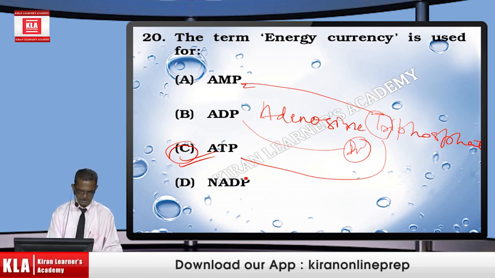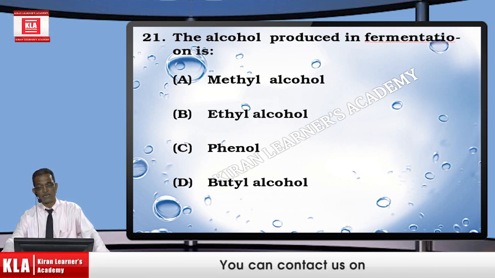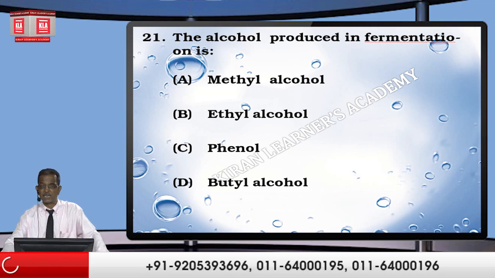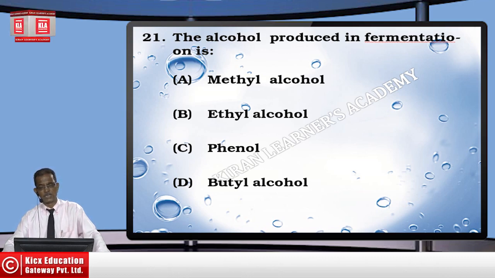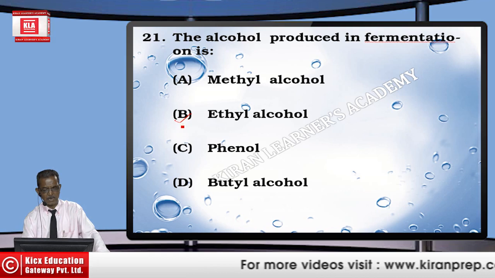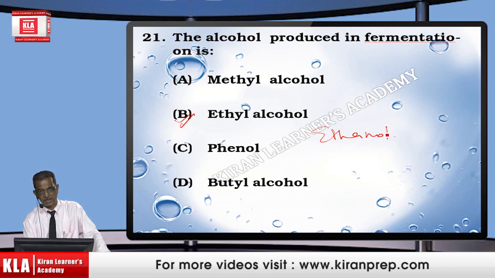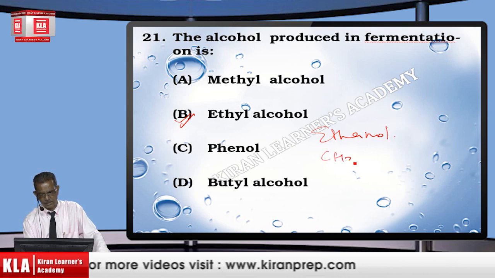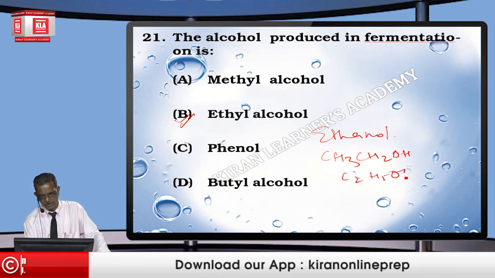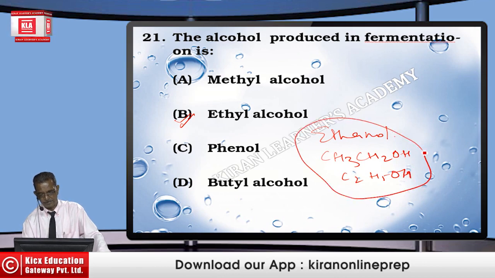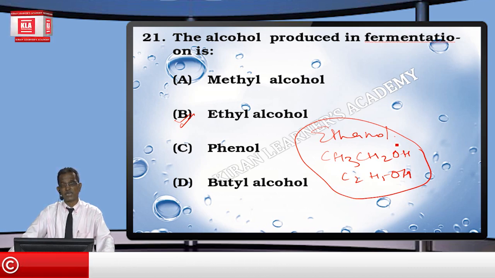Right. Next. The alcohol produced in fermentation. That means the alcohol that is present in the drinks, hard drinks as you call them, that is alcohol, beer, wine, etc. That alcohol is none but ethyl alcohol, which is also called ethanol. That is the scientific name, with the formula CH3CH2OH, or you can write it as C2H5OH. Both are the same. So the alcohol produced in the process of fermentation is none but ethanol, the ethyl alcohol.